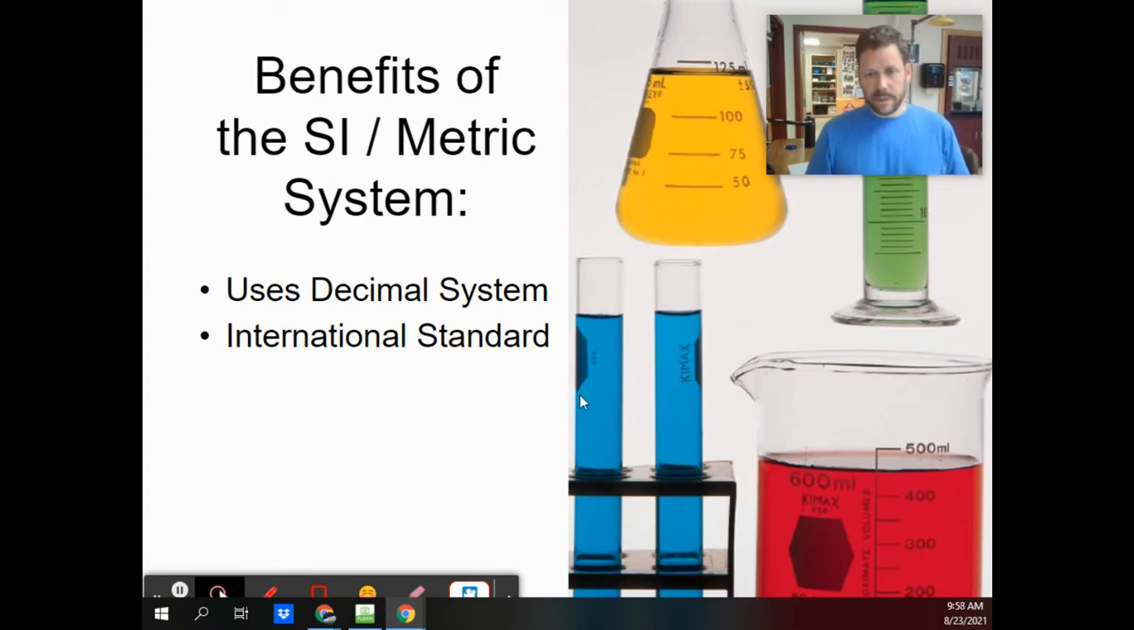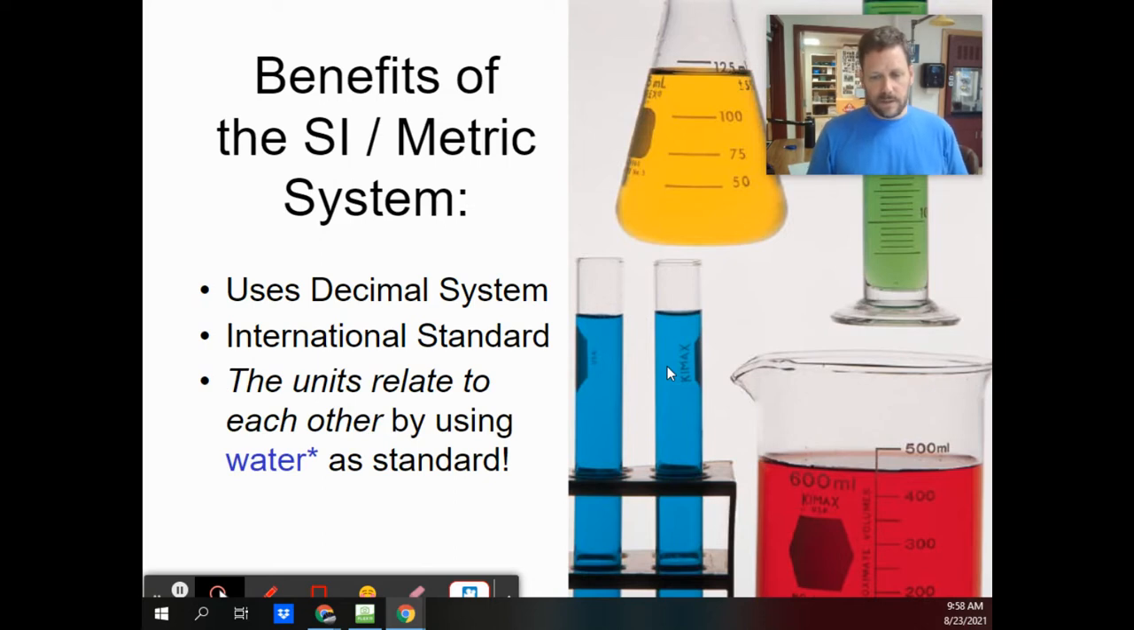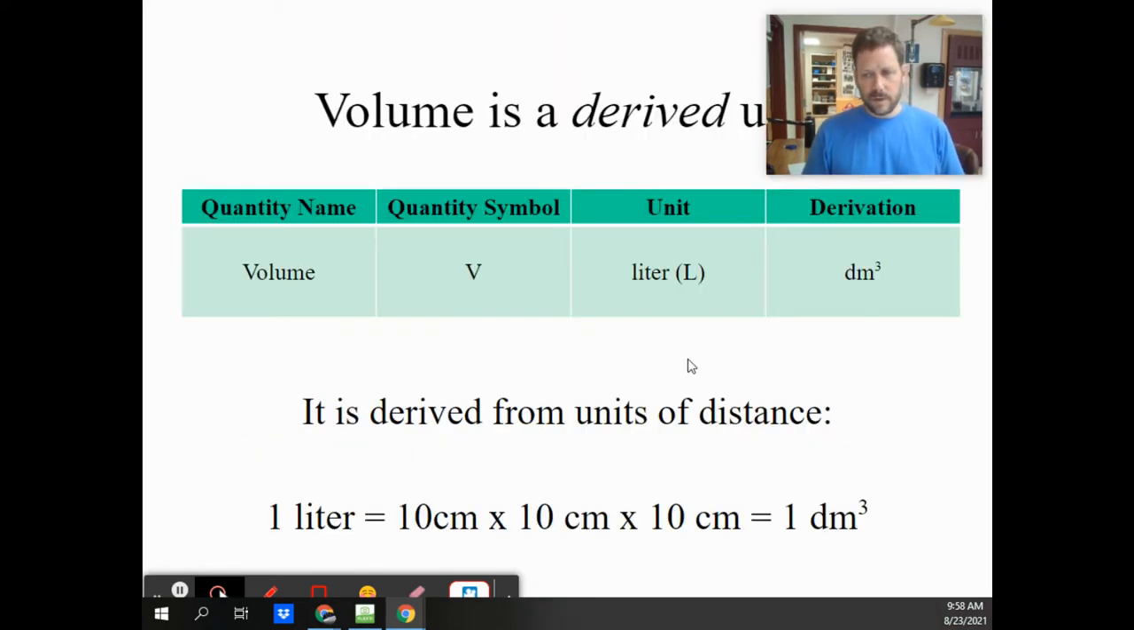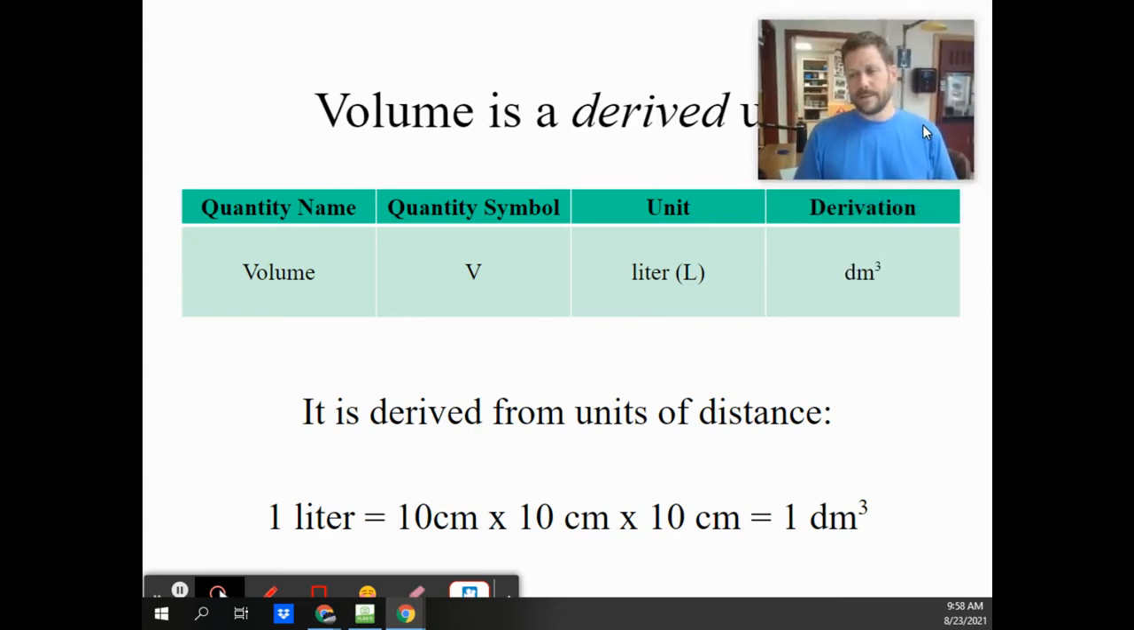But one of the cool things about the SI system is that the units can relate to each other using water as a standard. So one of the ways that units relate to each other is by this process of unit derivation. And the first example we'll talk about is volume. You might have noticed volume was kind of conspicuously absent from the list of base units. And that's because it's a derived unit. In other words, we can build volume from distance.